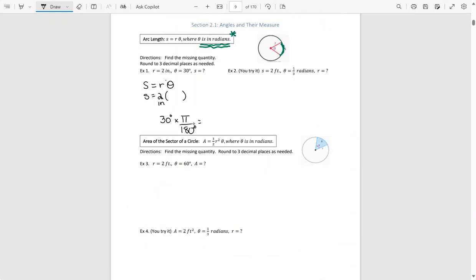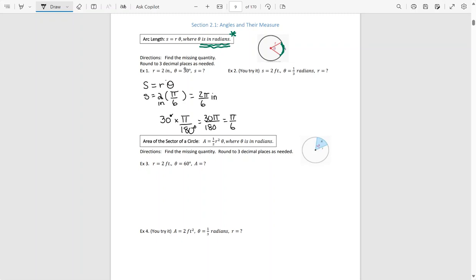All right, if I forget that though, I can calculate it out. 30 pi over 180 reduces to 1 pi over 6. And then put in pi over 6. So you have to be careful on MyMathLab. Sometimes they ask for an exact answer. So I multiply straight across, 2 pi over 6. All right, and then reduce that down, pi over 3. That would be the exact answer in inches.